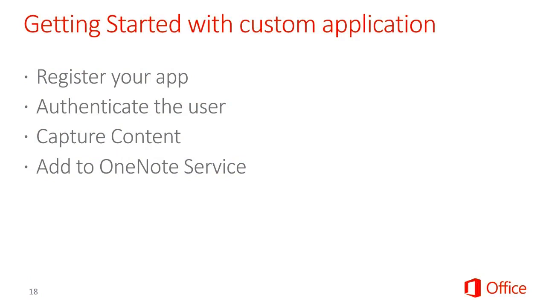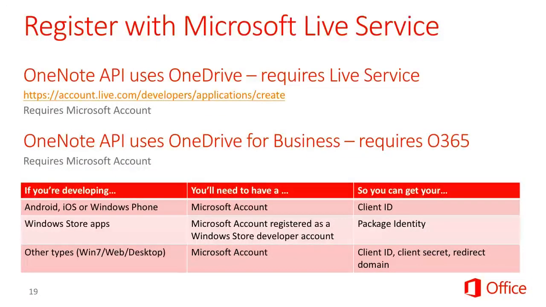Now what about building a custom application? First you're going to register your app, then you're going to authenticate the user, you're going to capture the content and add it to the OneNote service. What you're going to have to do is first register your app with the Microsoft Live service. The OneNote API uses OneDrive, which requires a Microsoft account. So you're going to go to account.live.com/developers/applications/create. That's going to require a Microsoft account.